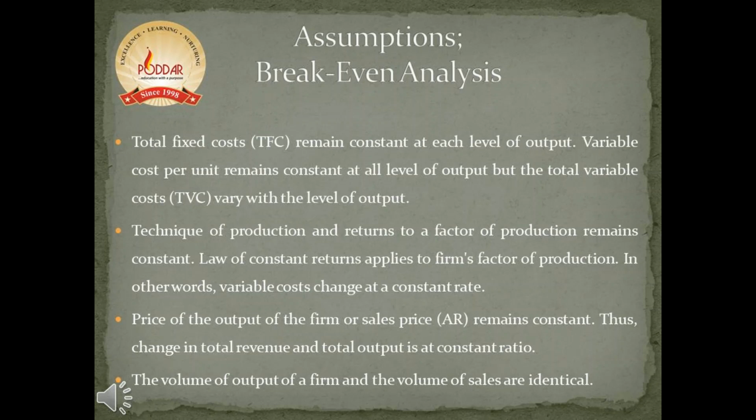Third assumption goes with the price of output of the firm, or sales price remains constant. Thus, change in total revenue and total output is at a constant ratio. Fourth assumption is that the volume of output of a firm and the volume of sales are identical.